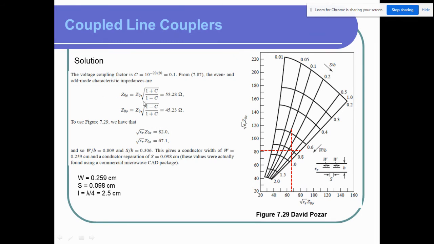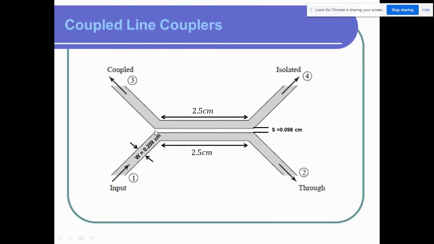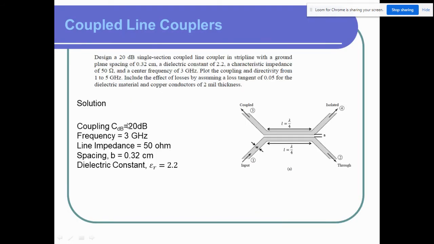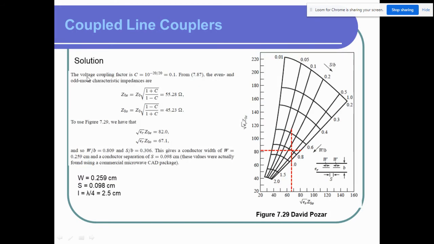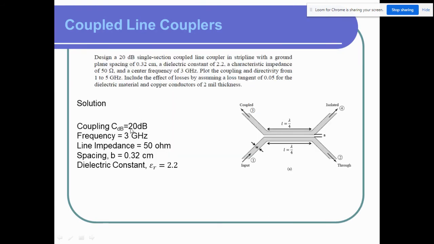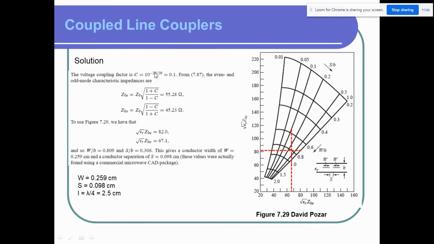First, what we have to do from the coupling. From the coupling given, we need to convert it to voltage coupling, because this is coupling in dB, right? So we need to find out the coupling factor in voltage. So we call it the voltage coupling factor, where C is equal to 10 to the power minus 20 over 20, meaning the given C dB. If it's 5, then it should be 5 here. If it's 10, then it should be 10 here.